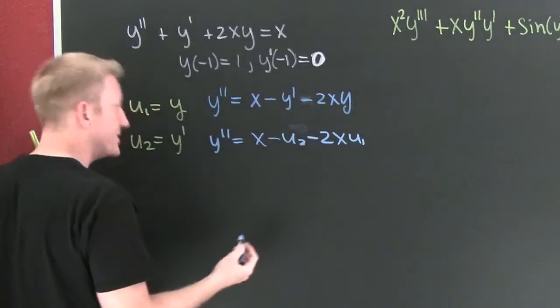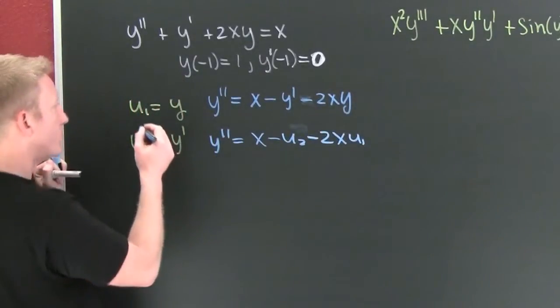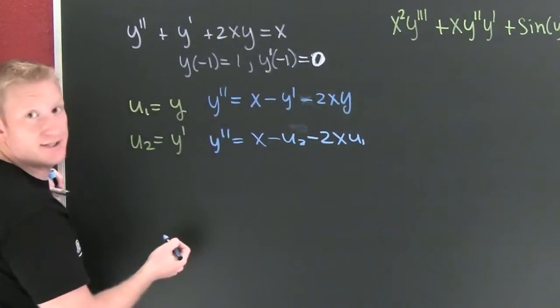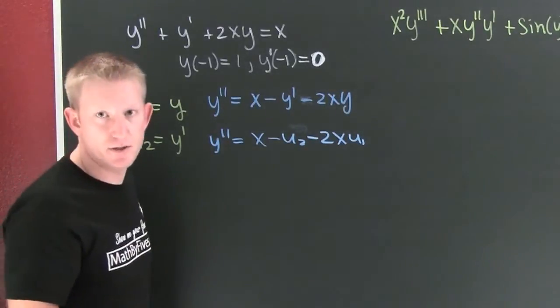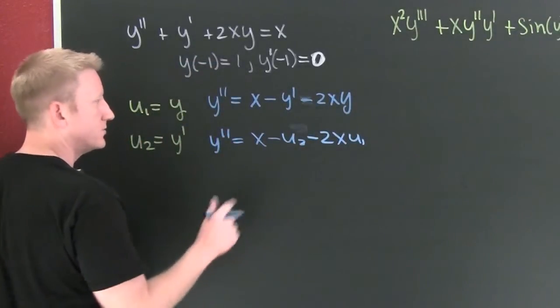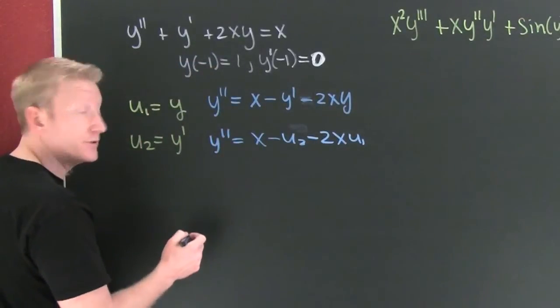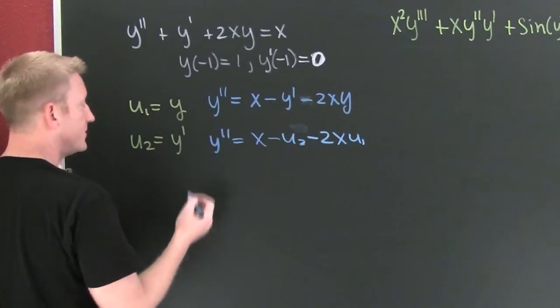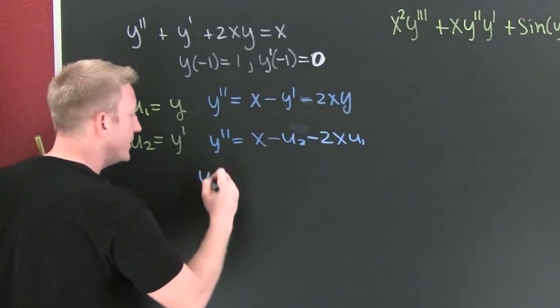Now it's time to set up our system. Ready? Here's our system. We want it all in differentials. Why? So that we could use our slope fields and other alternate forms of the Runge-Kutta method and Euler method in order to approximate a solution to this system.